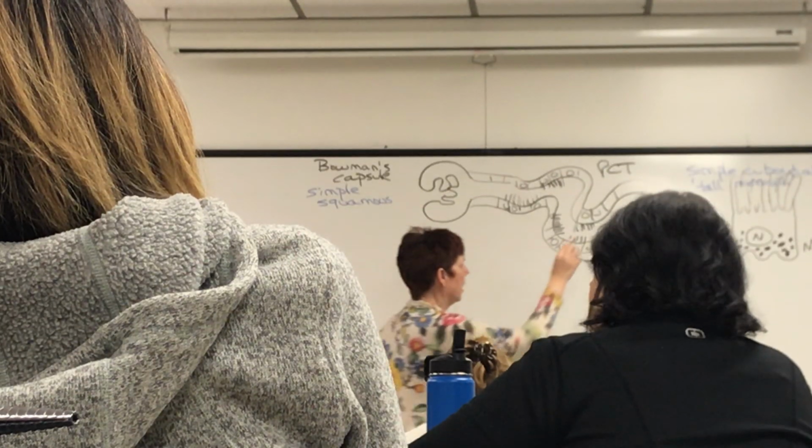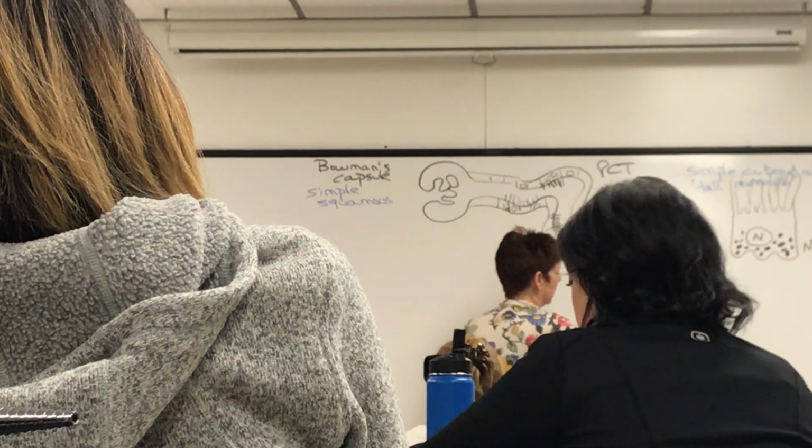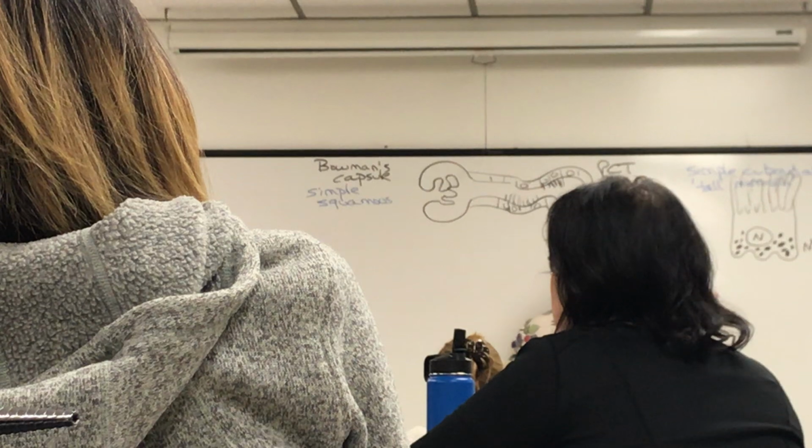All right. Then we have the straight segment. And then we see the thin segment. So, thick descending limb. So we look at it in cross section. This is simple squamous.